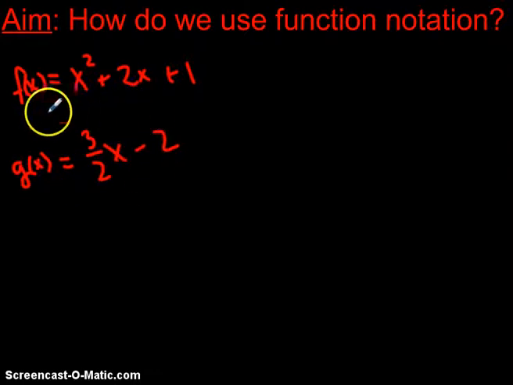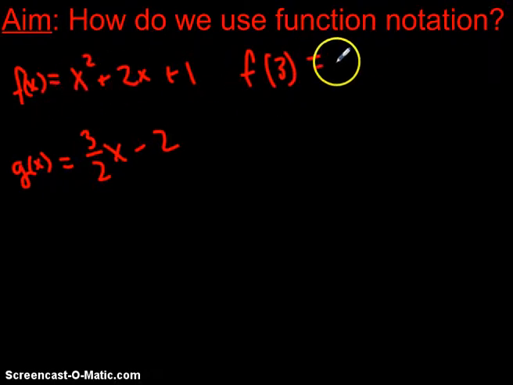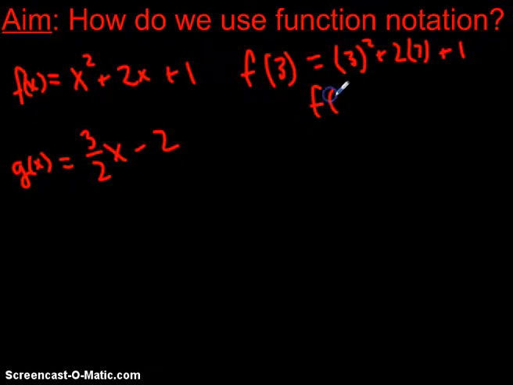So, what does f of x mean that g of x doesn't mean? Well, f of x means the value of y when x is something, and g of x means the value of y when x is something, but for the functions that they relate to. So for instance, if we wanted to know what f of 3 would be, we would plug 3 into our parabola. So that would be 3 squared plus 2 times 3 plus 1. So f of 3 would be equal to 9 plus 6 plus 1. That's 16.